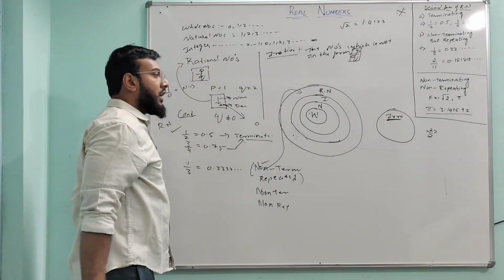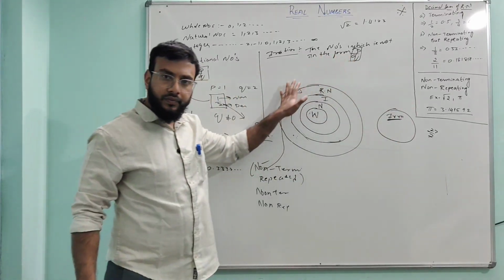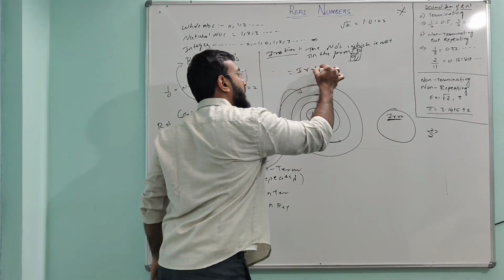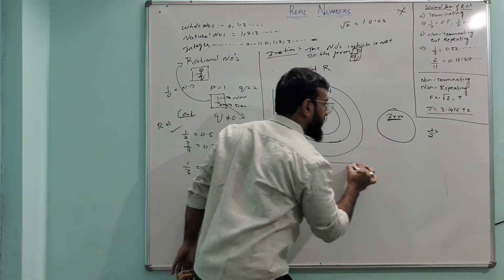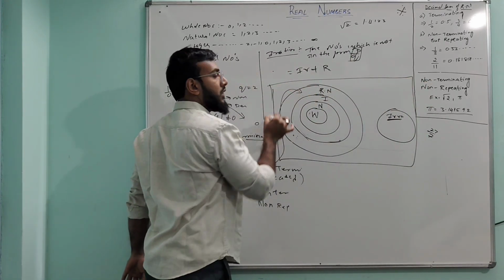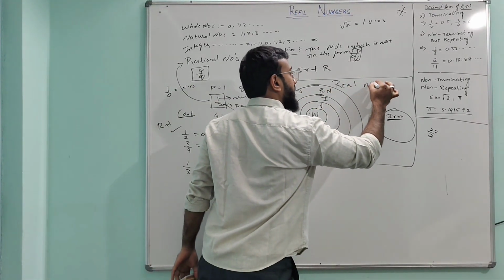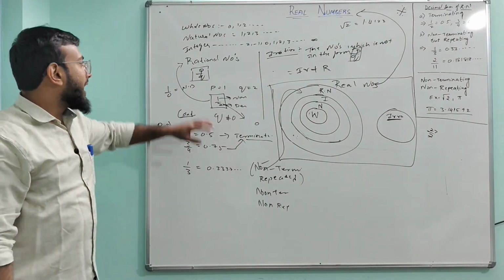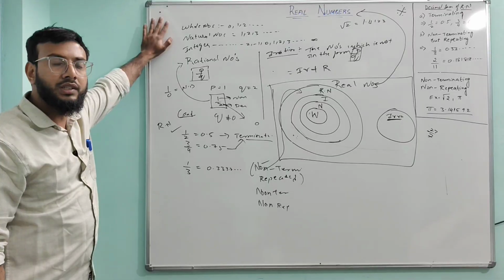Hope this is clear. All of these numbers, irrational plus rational, together constitute real numbers, which is the chapter name. अरे आया समझ में. Hope it is clear.